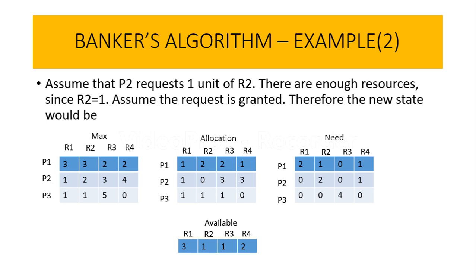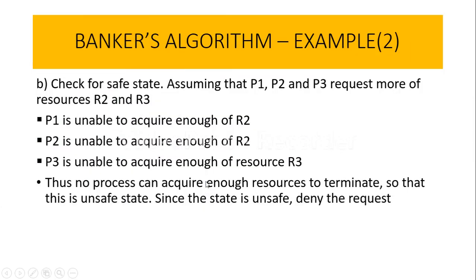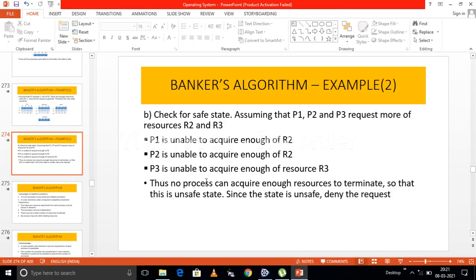Okay, so these were the matrices available, which we considered in the previous example also. The same values I have taken here. Now here I am assuming that P2 is requesting 1 unit of R2. The allocation of R2 instance to P2 was 0. Now let us imagine that P2 is requesting 1 instance.